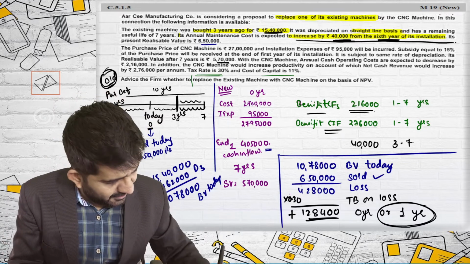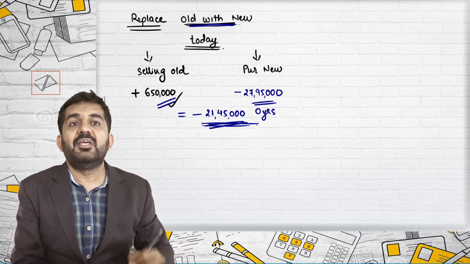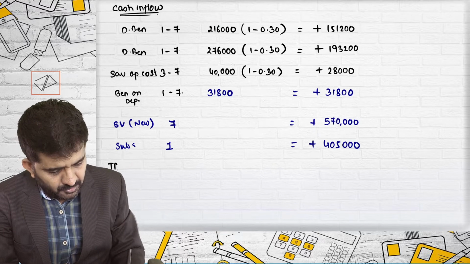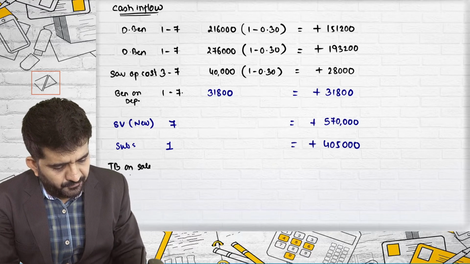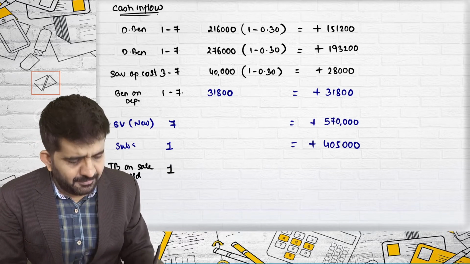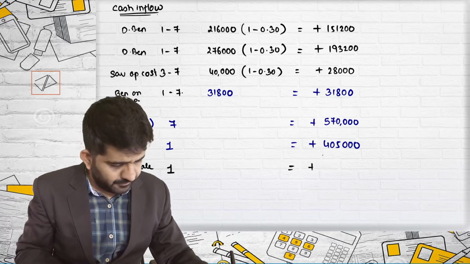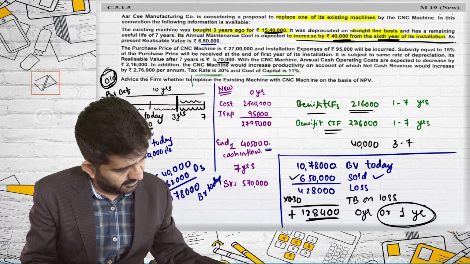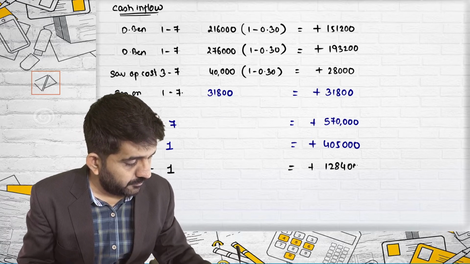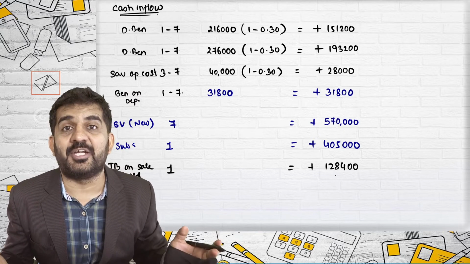Sir, this net realizable value is not a cash inflow. We have already considered it over here. What we are considering right now is the tax benefit on sale of the old machine, which I am assuming is at the end of the first year. So this will be plus the tax benefit of 128,400. The tax benefit on sale of new machinery will not happen.